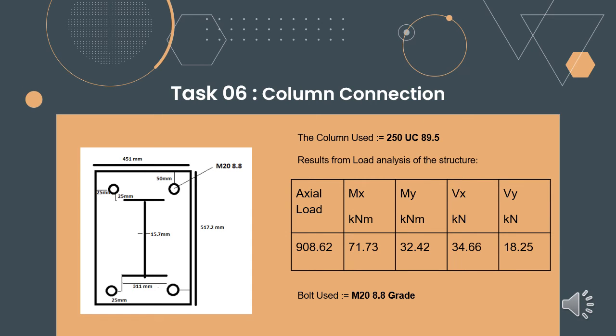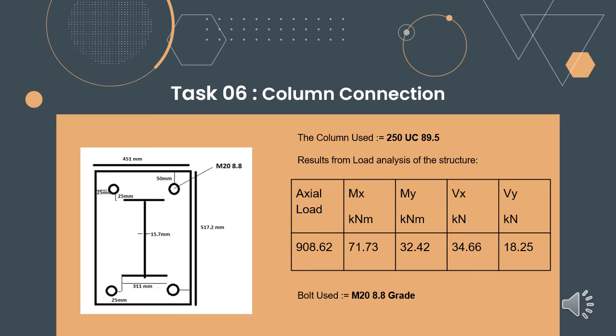I would like to talk about the column and connection to footing. As you can see, the axial load is given at 908 kilonewton, the moment at X is 71.73 kilonewton meter, and at Y is 32.42 kilonewton meter, and the shear at X is 34.66 kilonewton, and shear at Y is 18.25. These results are obtained from the Space Gass analysis.